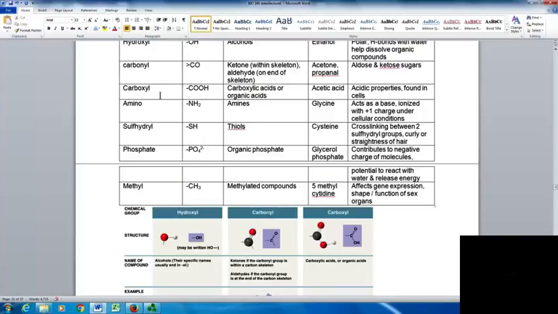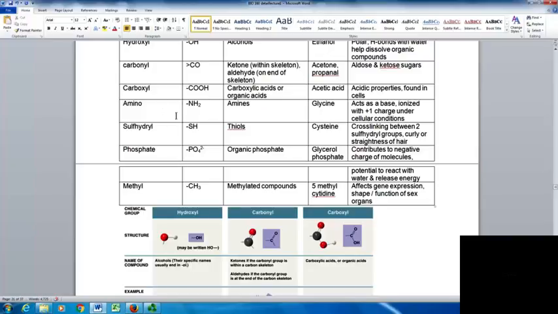The carboxyl group, this is going to have a carbon double bonded to an oxygen on one side and then a single bond to an oxygen and a hydrogen on the other side. These are going to be used to make your carboxylic acids or organic acids. An example would be acetic acid, which is vinegar. This can give acidic properties and be found in cells.